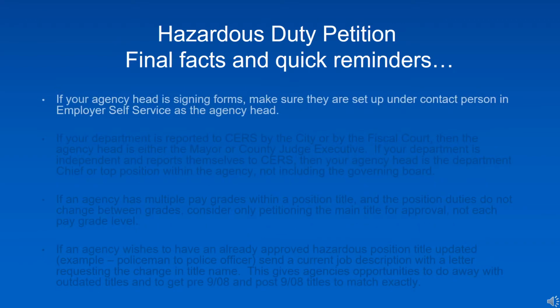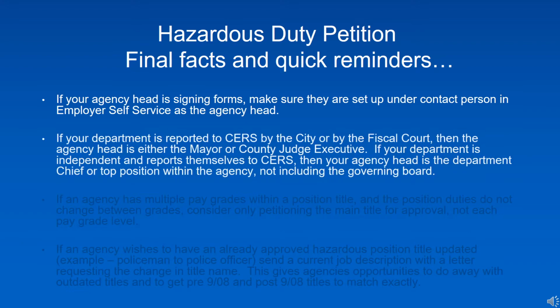If your agency head is signing forms, make sure they are set up under Contact Person in Employer Self-Service as the agency head. If your department is reported to CERS by the city or by the fiscal court, then the agency head is either the mayor or the county judge executive. If your department is independent and reports themselves to CERS, then your agency head is the department chief or top position within the agency, not including the governing board.